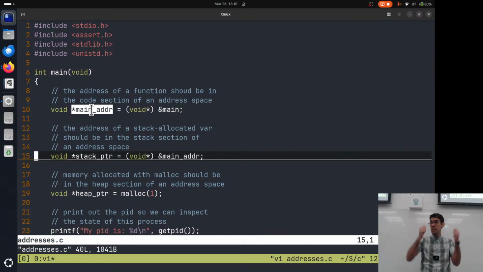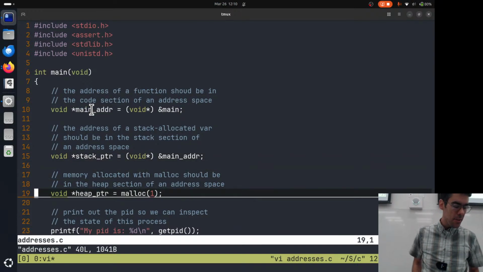Is that okay with everybody? Okay. On line 19, this is the last region that I want to test. I'm going to do malloc. I'm going to ask for 1 byte, and the address that I get back from malloc ought to be in the heap somewhere.